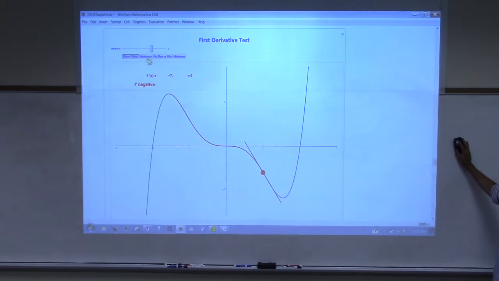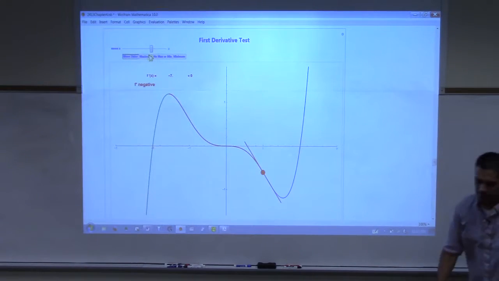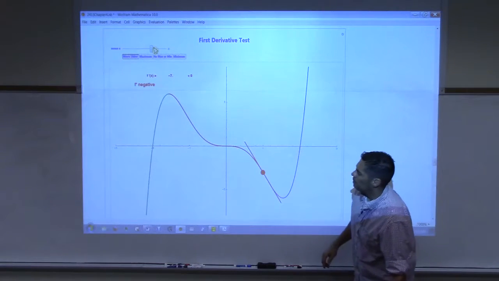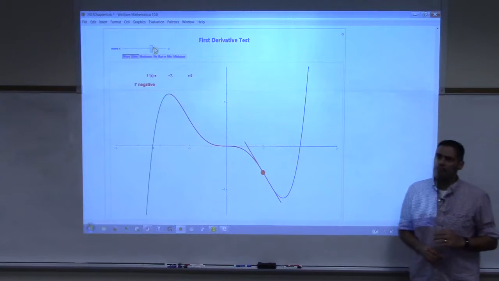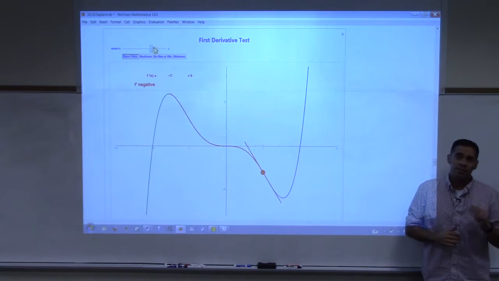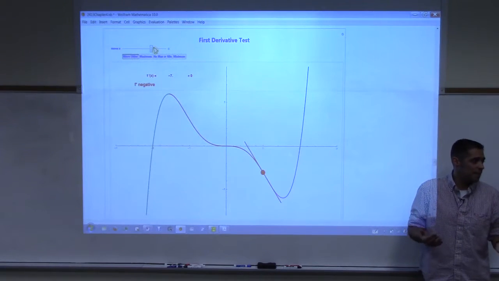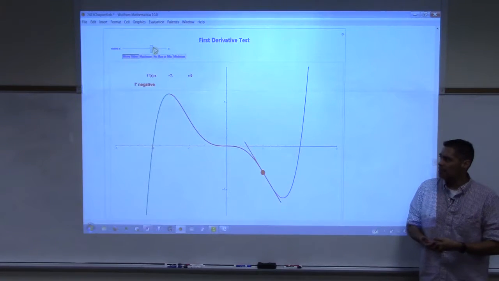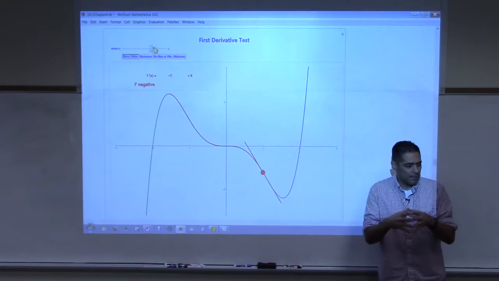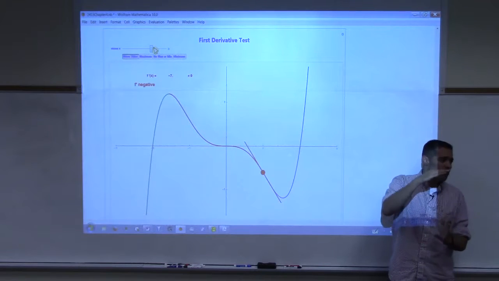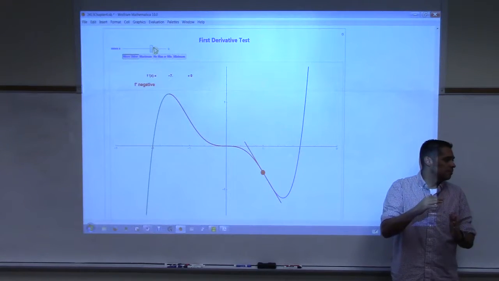So a critical number is going to be where the slope does not exist, or it's crossing through the axis, maybe? A critical number is going to be a place where the derivative is 0 or doesn't exist. It could be a lot of different things. The only way it'll ever turn out to be a local max or a min at that point is if we get a change in sign on the derivative. That's the key.